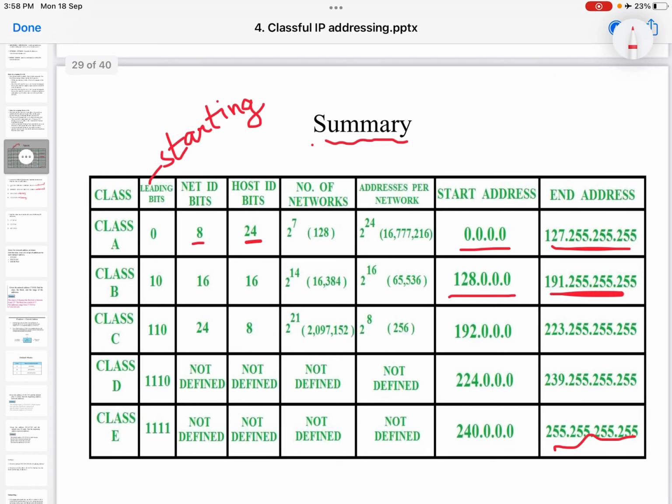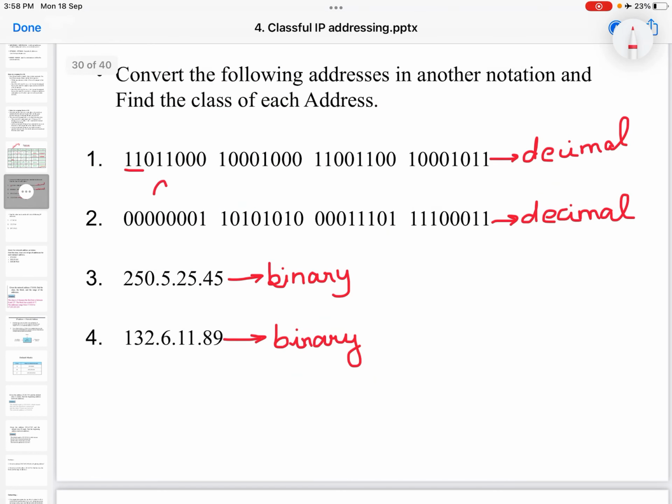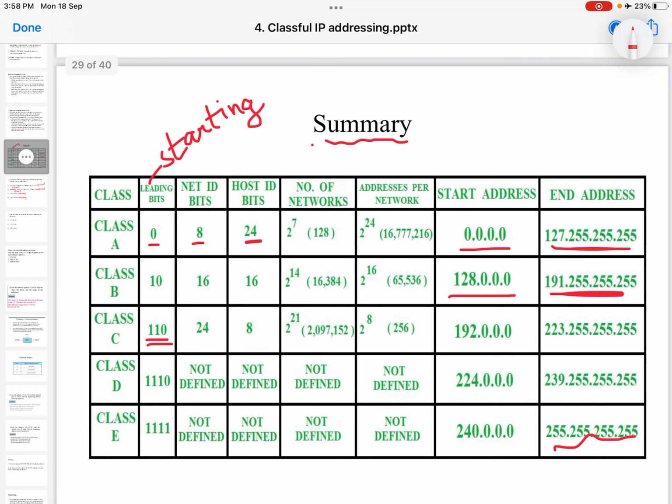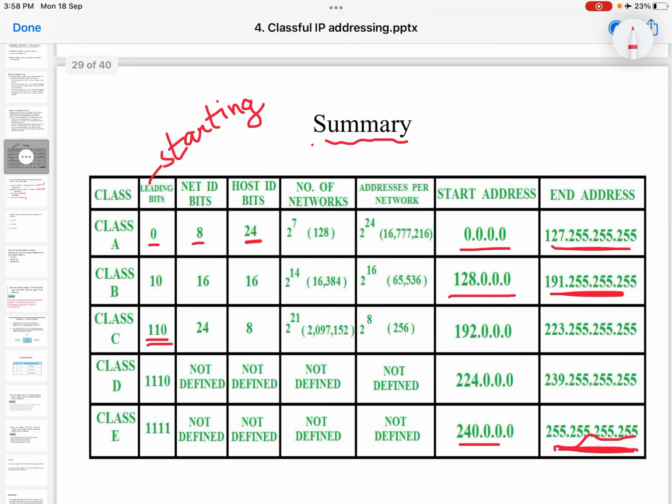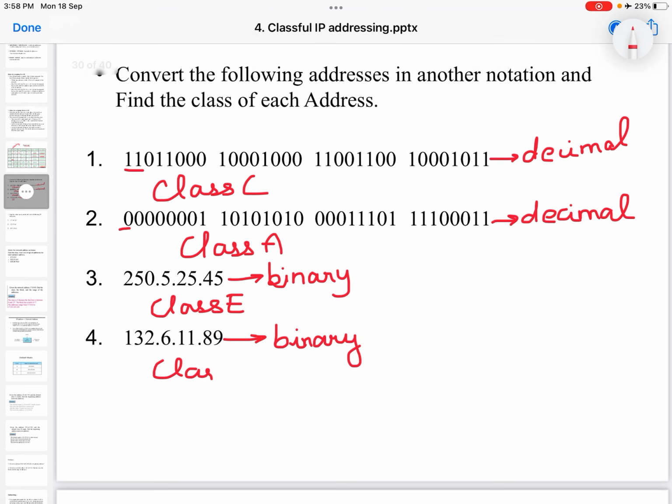So first we will see what is the class. Starting with 110, we saw, class is C. Starting with 0, we saw class A. For 250, it comes in the range of 240 to 255.255.255.255, so at 250 we will write class E. 132 comes in the range of class B. From 128 till 191 is your class B.